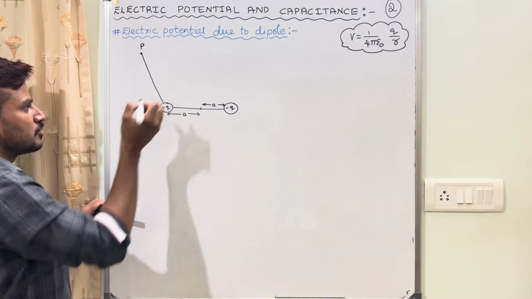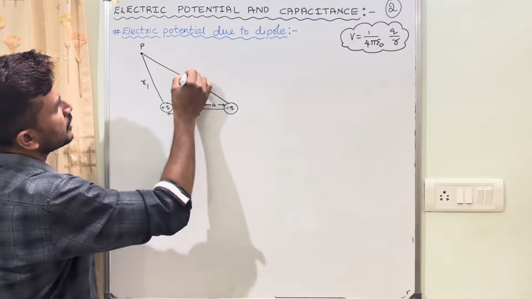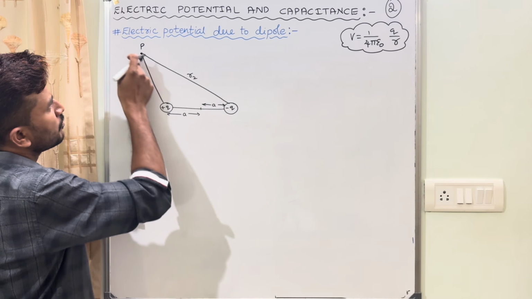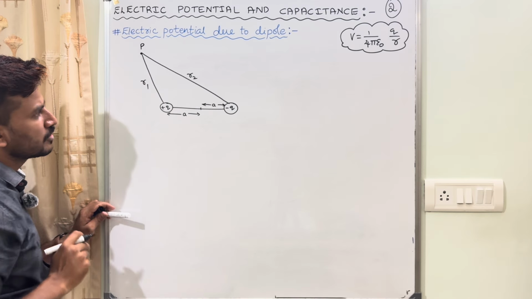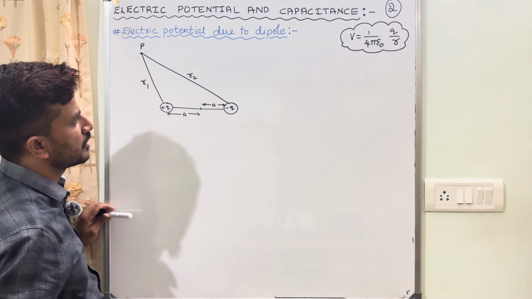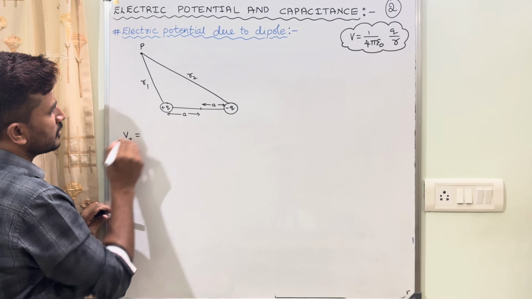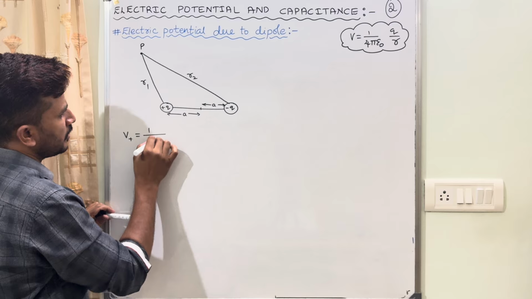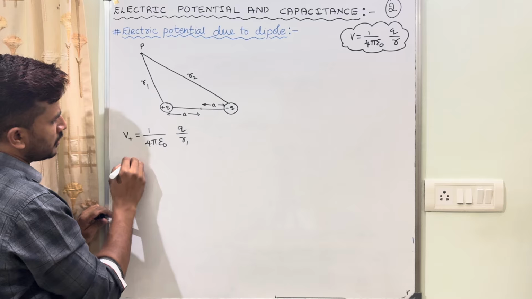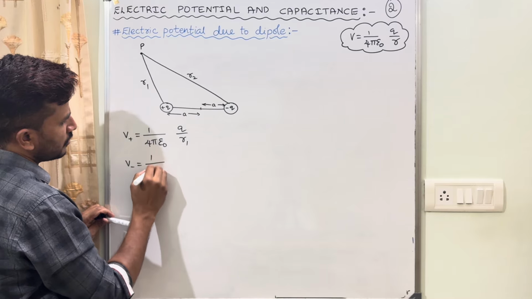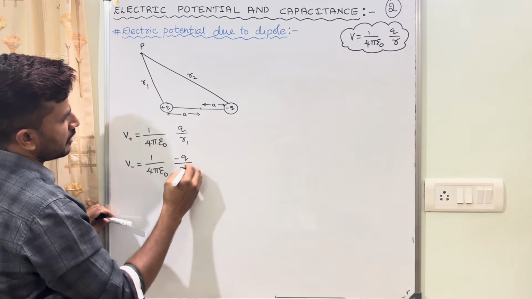The distance from point P to the negative charge is R2. The distance from point P to the positive charge is R1. This is the negative charge, this is the positive charge. So what is the electric potential due to the positive charge? Electric potential due to the positive charge is 1 over 4 pi epsilon naught Q divided by R1. What is the potential due to the negative charge? V minus is equal to 1 over 4 pi epsilon naught minus Q divided by R2.